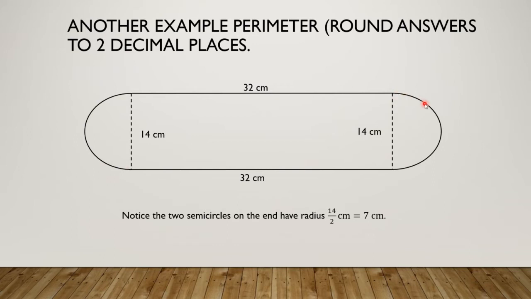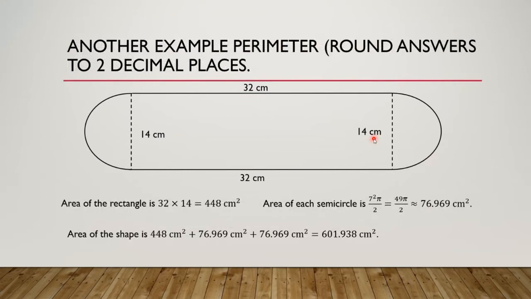So this semicircle came from a circle whose diameter is 14 centimeters. Now, how would you get this distance? Well, the circumference of the original circle would have to be pi times 14 centimeters.